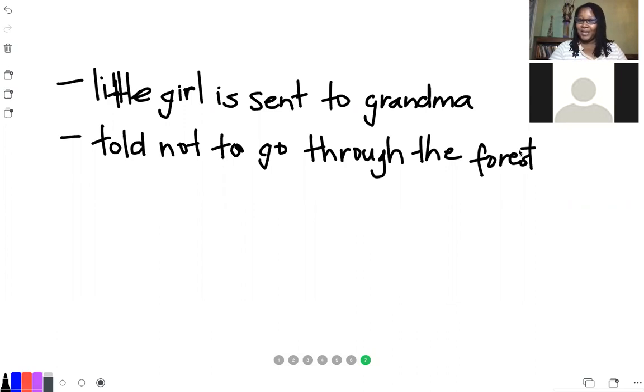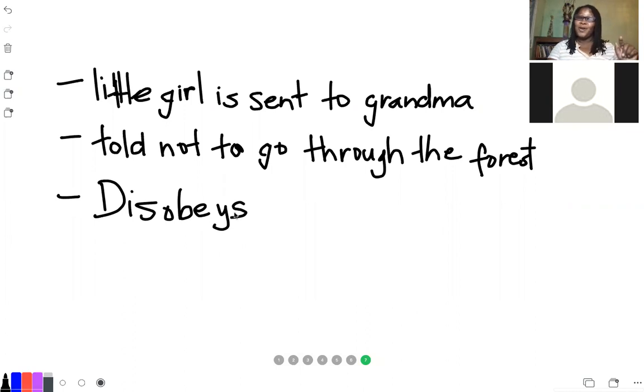But your conflict comes in when she's told not to go through the forest and she disobeys. Because automatically what you're now expecting to see is, aha, something is going to happen. She did something she wasn't supposed to do, and that's human nature. So right away, you inject that element of interest, because now your readers want to see, what's going to happen now? This is where you have injected your conflict.